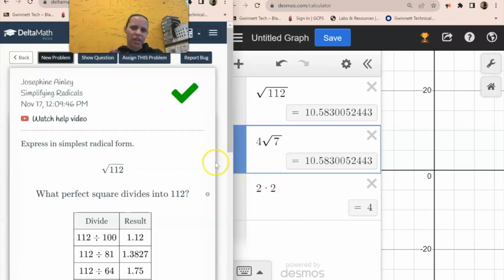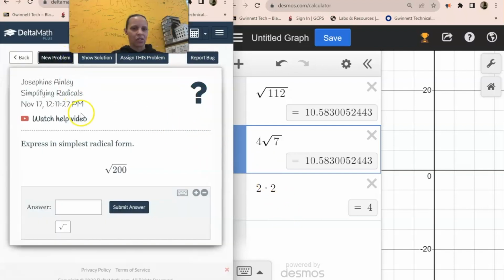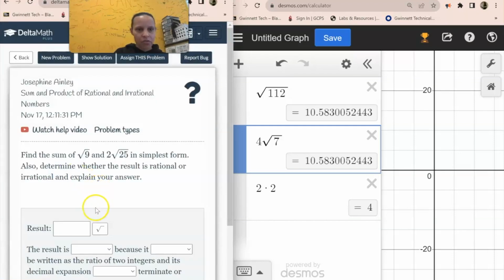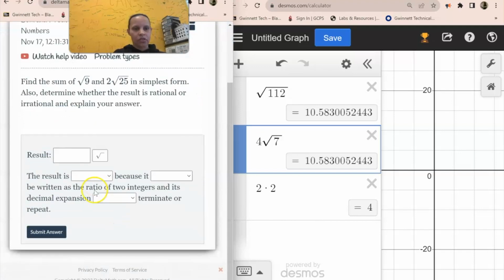Okay, so that's how you do it with a calculator. You're just checking it with a calculator the whole time you're doing the question. All right, let's take a look at sum and product of irrational numbers. All right, so again, what does sum mean? You're adding. So I'm going to take these and put them in the calculator because, hey, why not?